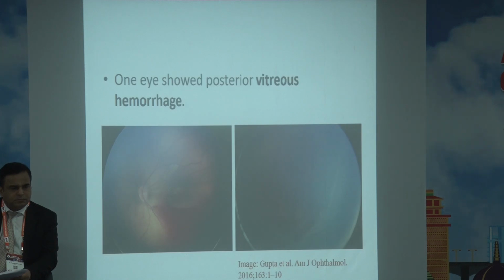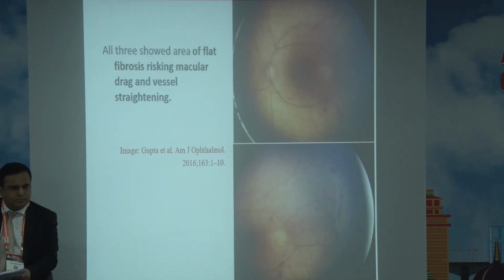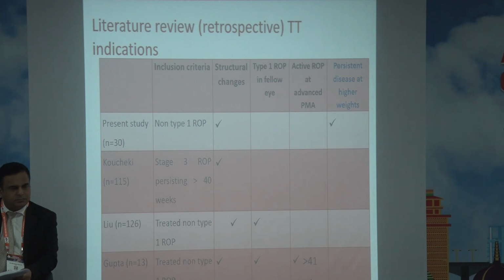These are a few pictures showing vitreous hemorrhage, a persistent ridge with tractional component, and another picture showing a very raised and vascular ridge, which is still persisting despite a not very aggressive plus disease. These patients we had to treat because the disease was persisting. Coming to the literature review, many studies have been done, and all of them have treated babies with structural changes, then type 1 ROP in the fellow eye, if the other eye was also treated, then active ROP at advanced postmenstrual age.